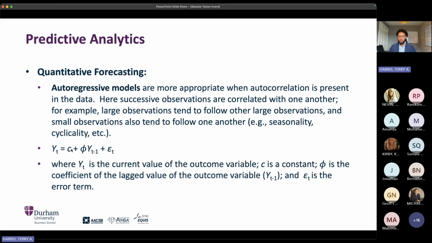C is an intercept or constant. Phi is a coefficient that's associated with the lagged value of the outcome. And of course, epsilon is the error term, right? So this is a standard equation for an autoregressive process, and we discussed in our module autoregression and autoregressive processes and when to implement them, when it makes sense.